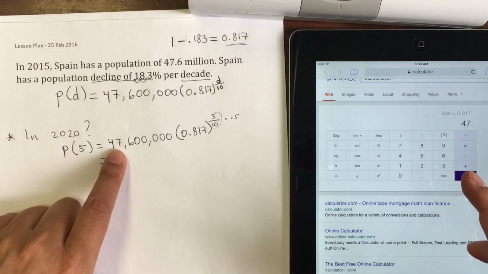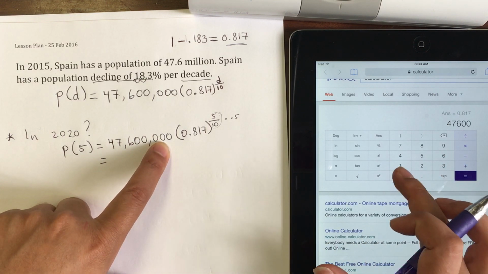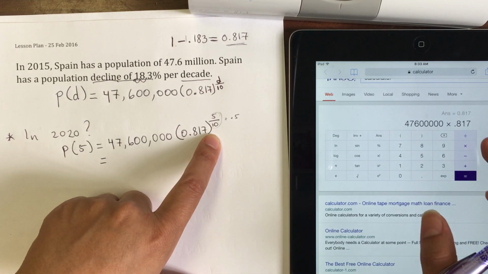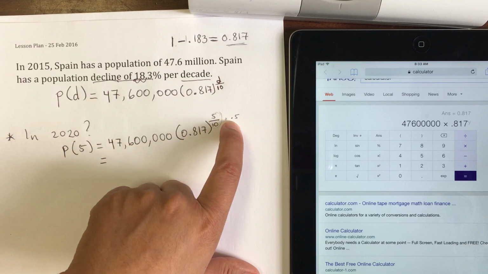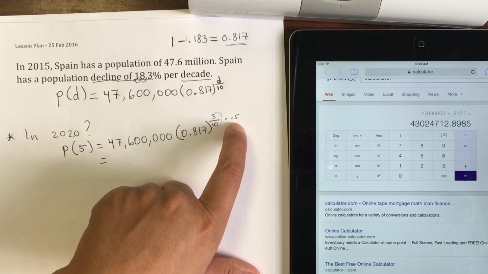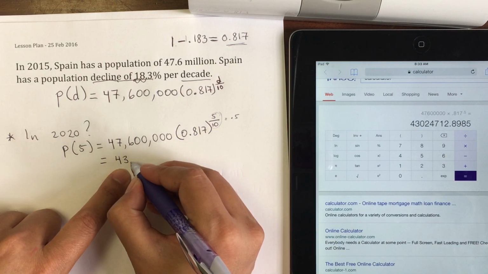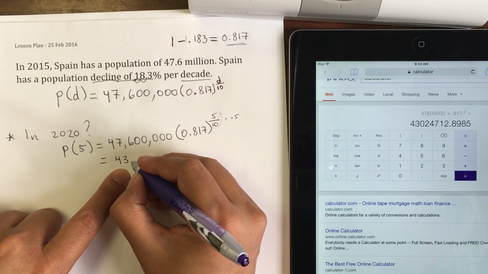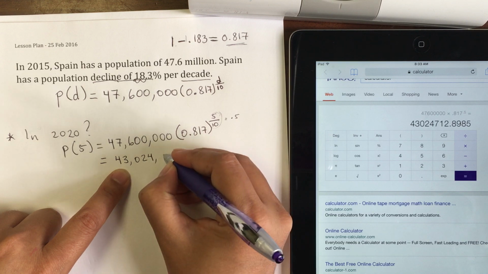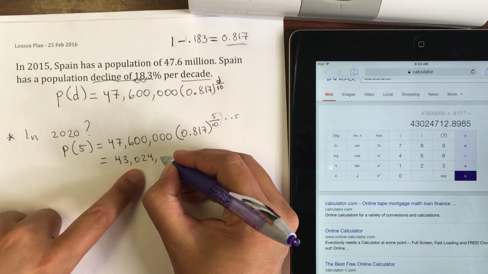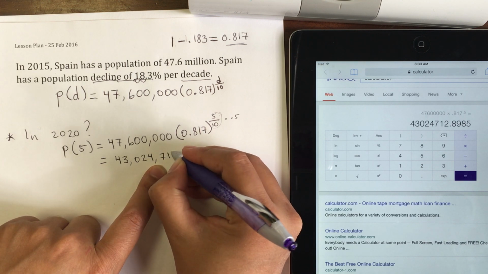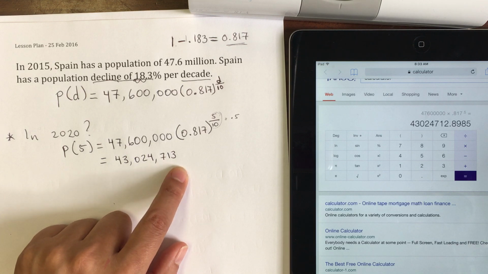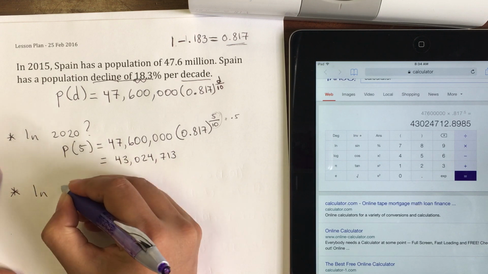So we multiply 47,600,000 times the people that stay to the power of 5 over 10, which is 0.5, okay? Equals, and that will be after 5 years. See how it went down from the initial point? Now we only have 43 million. Again, we're going to round because we cannot have pieces of people as population. And it rounds to 43,024,713 people.